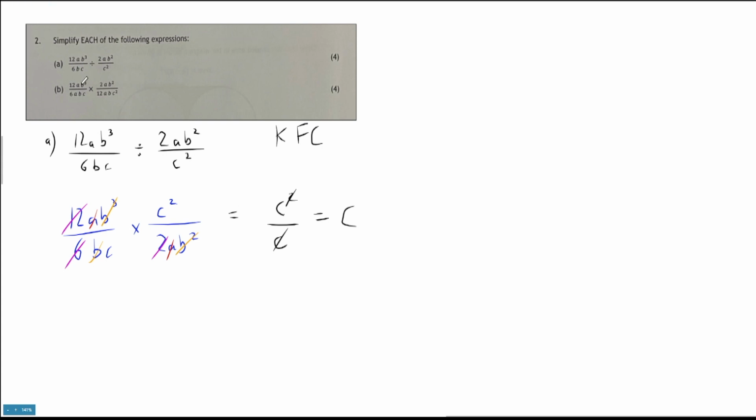Let's see if we can get part 2 or part B up here. Let's have a look. B, I'll copy down carefully, hopefully no mistakes. 12ab cubed over 6abc times by 2ab squared over 12abc squared. Again, really easy because it's multiplied. It's even better. Don't even have to flip it or anything.